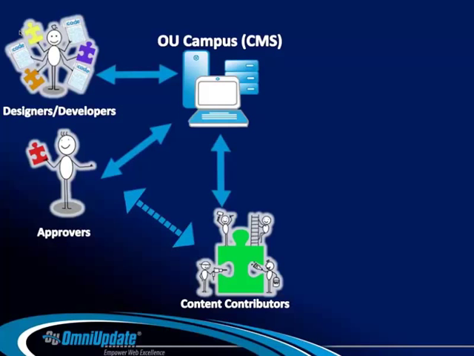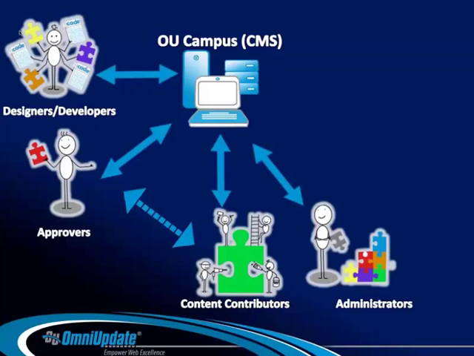Then a big chunk of the OU Campus system is going to be your content contributors. Content contributors would be responsible for editing their content, reviewing it, going in there and adding images to the pages, maintaining all of that good stuff. The content contributors may or may not send their pages for approval. If they have an approver, they would be considered in a workflow process. So they would review their content, edit their content, send it for approval, and then the approver would actually publish it for them. So content contributors may publish directly, or they may send it for approval.